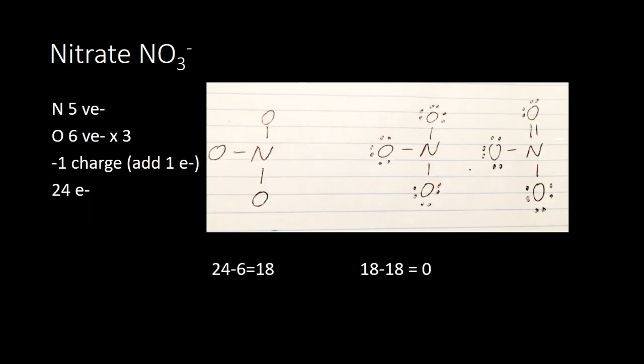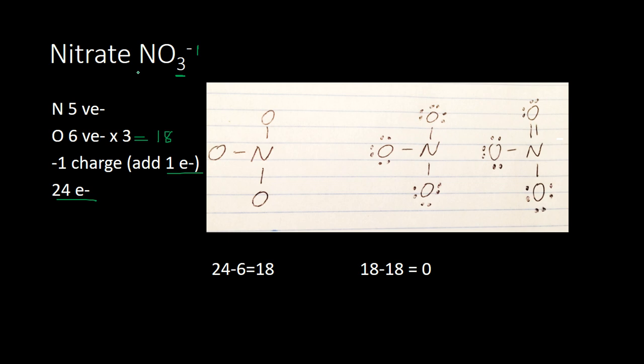Let's do one more. So nitrate, NO3 minus 1. I know you all like it when I keep the minuses there. Nitrogen has 5 valence electrons, oxygen 6 valence electrons. There are 3 oxygens here, so we need to multiply that by 3, so that's a total of 18. And then, since we have a -1 charge, we need to add 1 more electron. 18 plus 5 plus 1 is a total of 24 electrons.